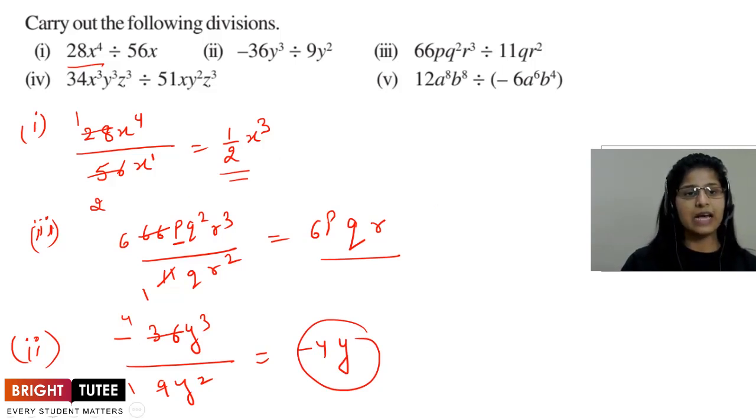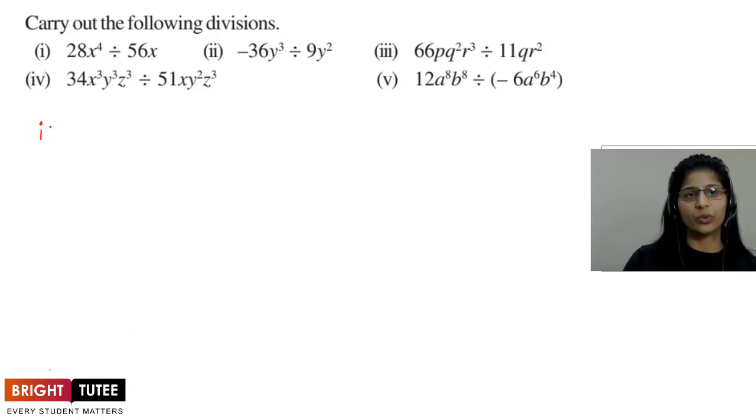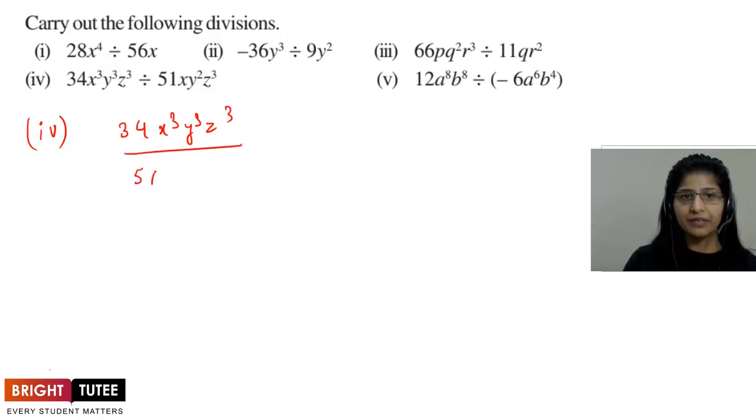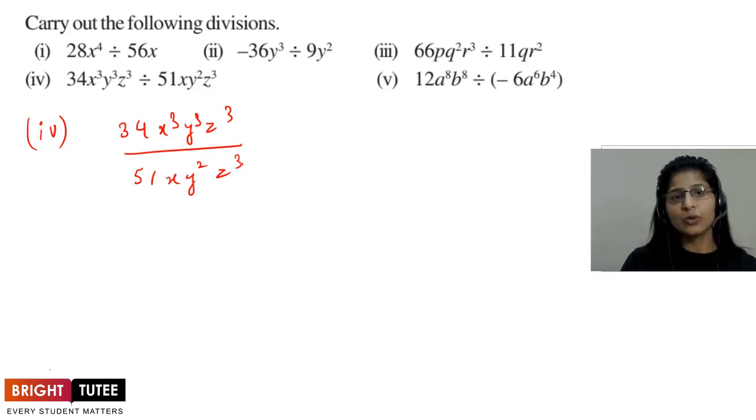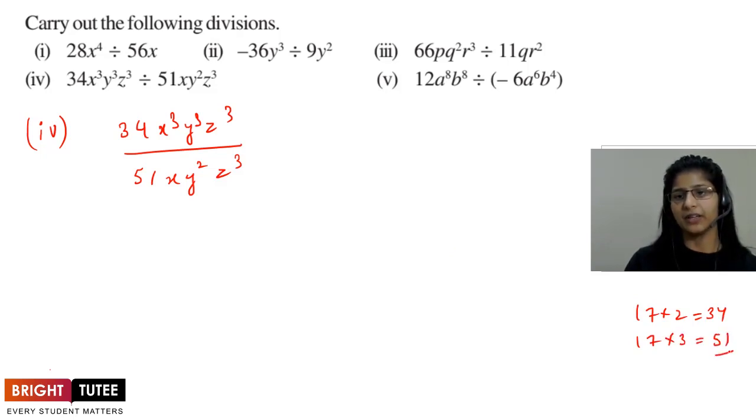Okay. Let us now try the rest two parts, fourth part. So 34 x cube y cube z cube divided by 51 x y square z cube. Right. Now we have to solve this. So can we cancel 34 and 51? Just see. 17 2s are 34. 17 3s are 51. Right. So we can cancel 17: 2 upon 3.